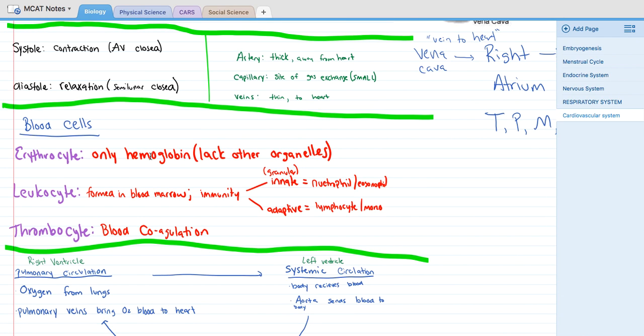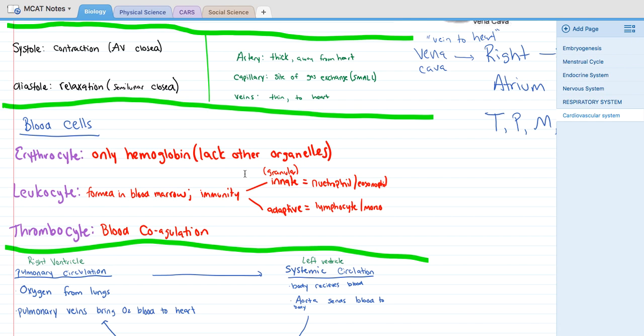Erythrocytes are your normal oxygen-carrying cells. They only carry hemoglobin. They're going to lack other organelles, such as a nucleus and ribosomes. You have leukocytes, which are formed in the bone marrow, and this is really important in immunity.